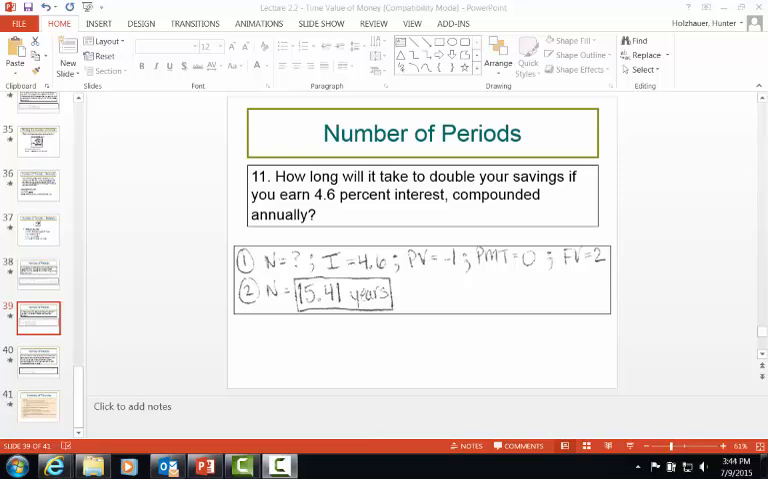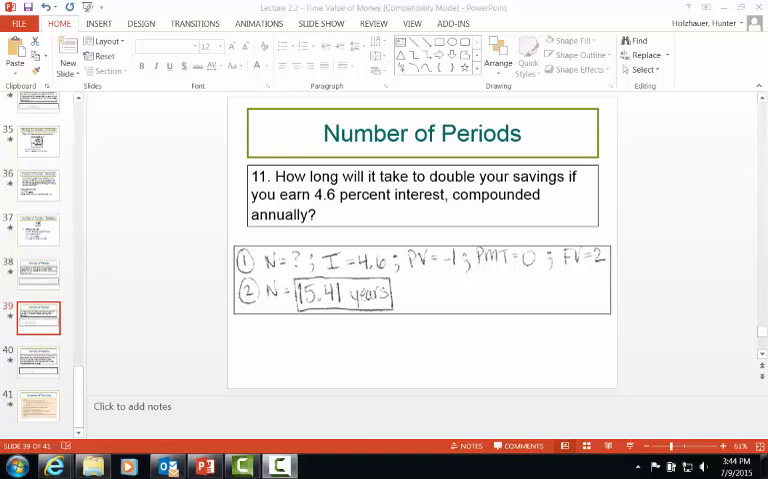Now remember, previously I told you that if you have to double your money or triple or quadruple, you can always use $1 as your present value, and that would be obviously a negative one. And then whatever that amount is, you can make for your future value. So if you need to double, future value will be 2, triple, future value is 3, quadruple, future value is 4, and on and on.